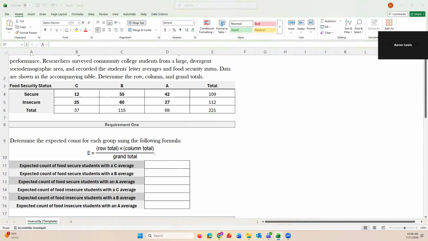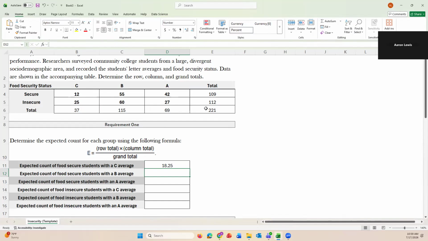So for the expected count of food secure students that ended up with a C average, we're going to start with our row total, and our row, they were food secure students, so that row has a total of 109 times the column total, and the columns are our letter grades. These are for students with a C average, so the total number of Cs, that column has a total of 37. Then we divide it by our grand total, which was 221. And based upon that, we would expect out of a study of 221 students that we would get 18.25 students that got a C average who said that they are food secure.